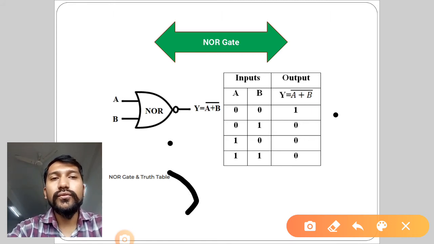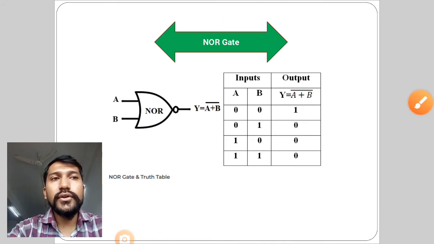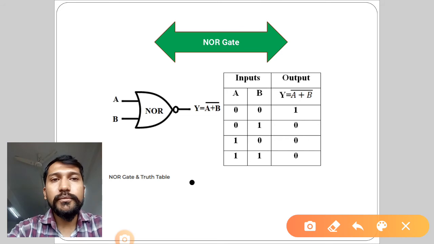It is the combination of OR gate, and it is the combination of what? NOT. So this is my OR gate, and what I have connected over here? A bubble. And what will be the operation? Exactly opposite.